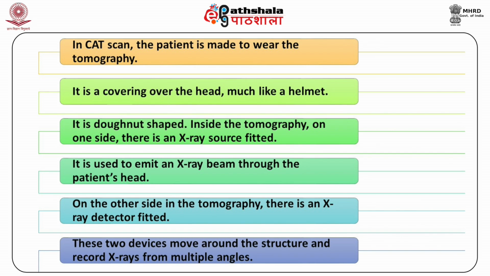Computed axial tomography. In a CAT scan, the patient is made to wear the tomograph. It covers the head much like a helmet. It is donut shaped. Inside the tomograph, on one side there is an X-ray source fitted. It is used to emit an X-ray beam to the patient's head. On the other side, there is an X-ray detector fitted. These two devices move around the structure and record X-rays from multiple angles.